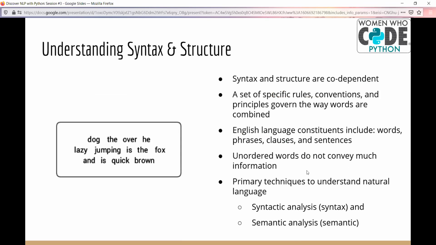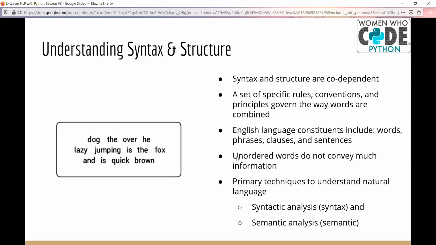So let's talk about the differences between syntax and the semantic. The sentence is formed by using both syntax and semantic analysis. Syntax and structure are codependent. A set of specific rules and conventions are used. For preparing a particular sentence or a paragraph, you have to follow certain rules and forms of that particular language. Talking about English, we have to take care of how the adjectives and verbs and other things are going to be assembled to form the sentence.